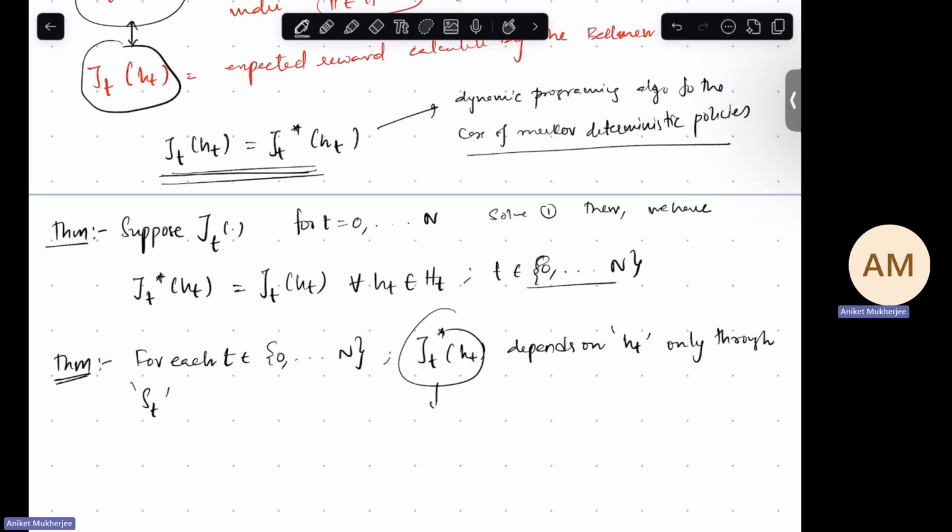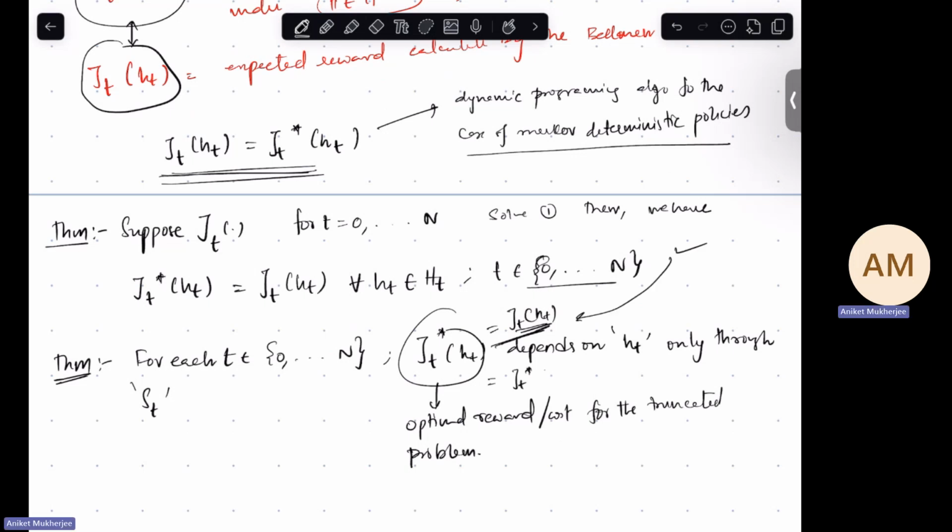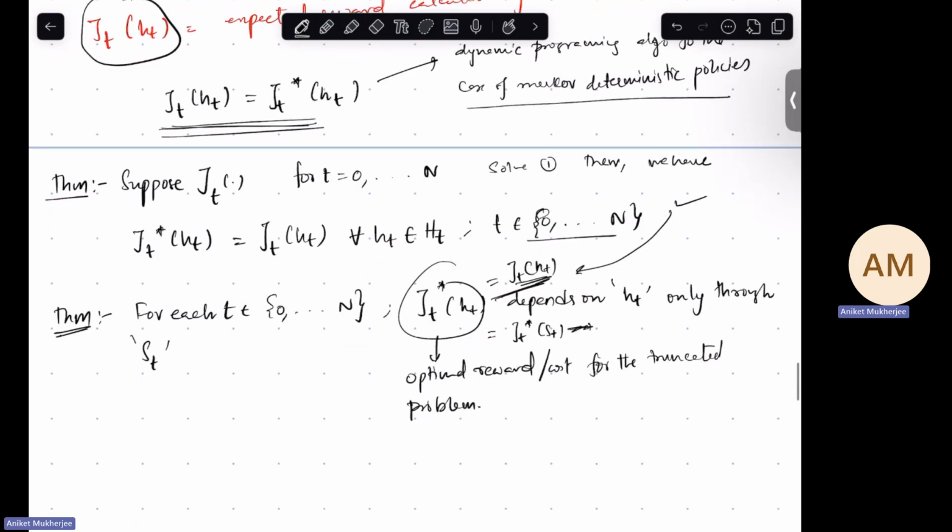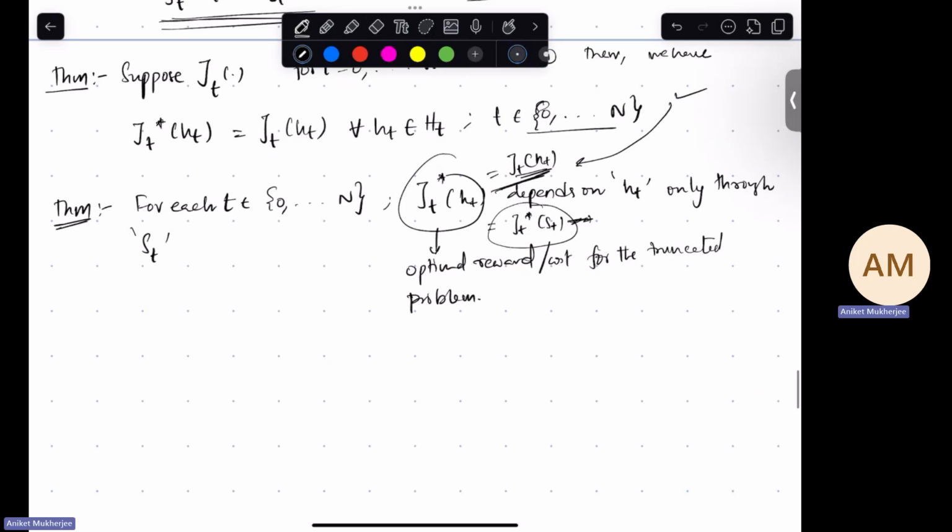This is the optimal reward or cost for the truncated problem, right? We have shown that this is equal to J_t of h_t, that is given from the Bellman equation, right? We'll use this theorem to show this thing. We have to show that this is equal to J_t star, just a function of s_t and not the total h_t. We have to show this. Okay.